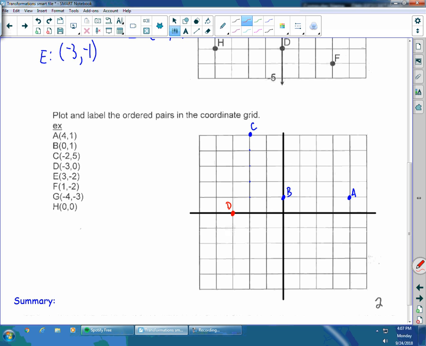E is at 3, -2. So from the origin, go right 3, 1, 2, 3, and then down 2, 1, 2. And that's where I'm going to put my E. I'm going to erase those dots because I don't want you to think I'm making points where they don't belong. I'm just showing you where I'm counting. F is at 1, -2. So again, I start at the origin. My x is 1, and then I go down 2. That's going to be F.